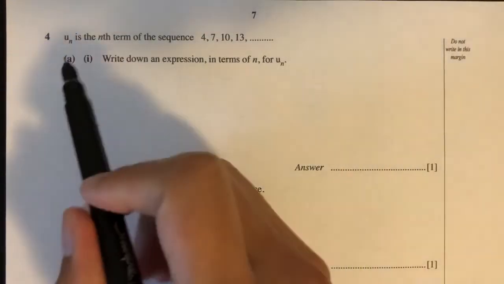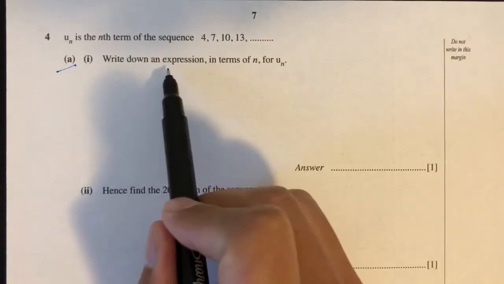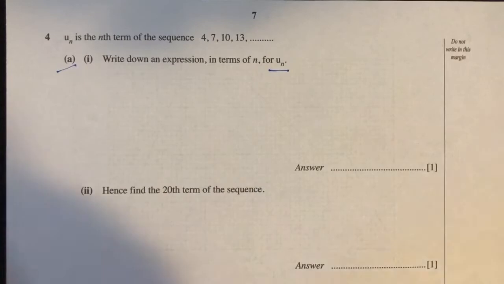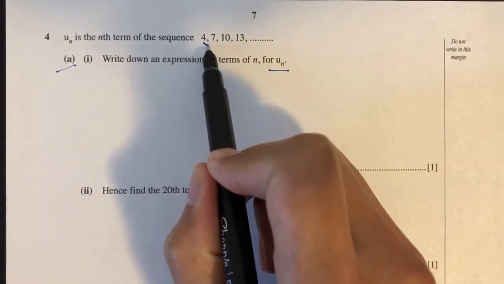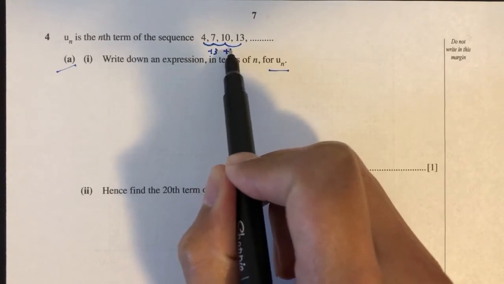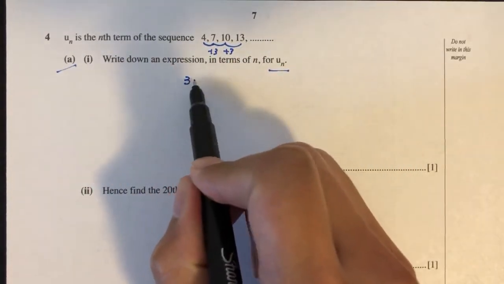Question number 4, we have un is the nth term of this sequence. So part 1, write down an expression in terms of n for un. As you observe, every time it is increasing by 3, plus 3 and plus 3. So same increase every time. So you first write down 3n.